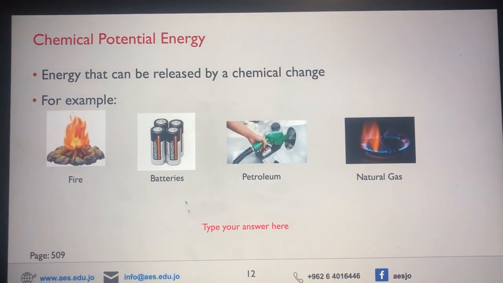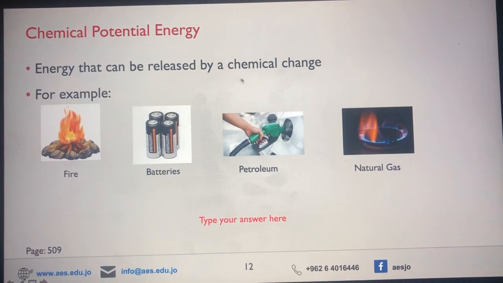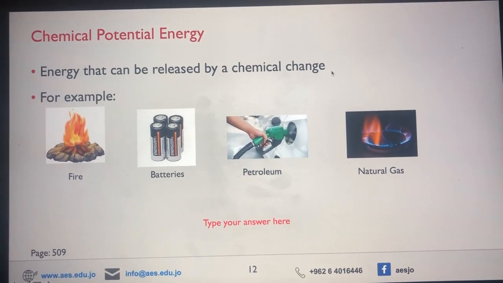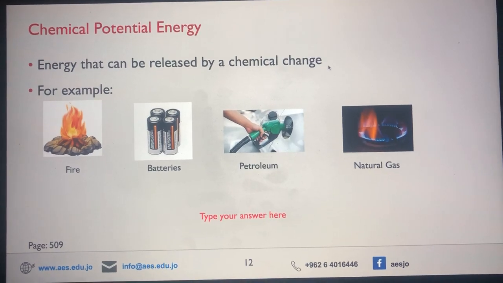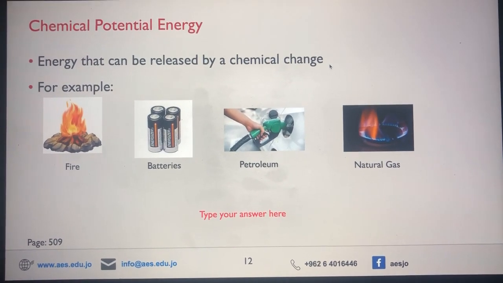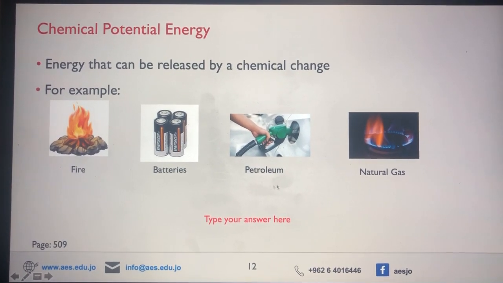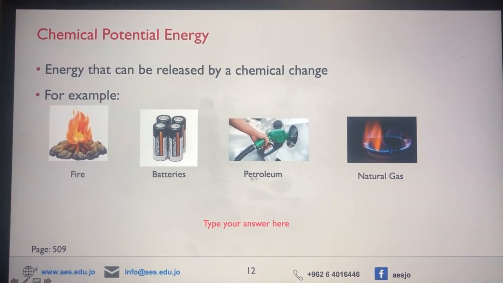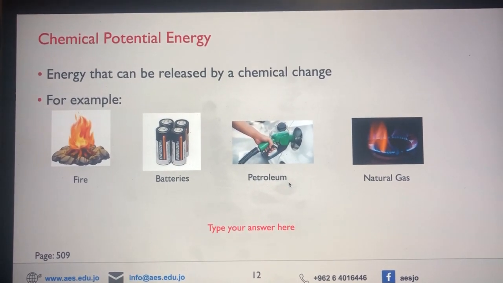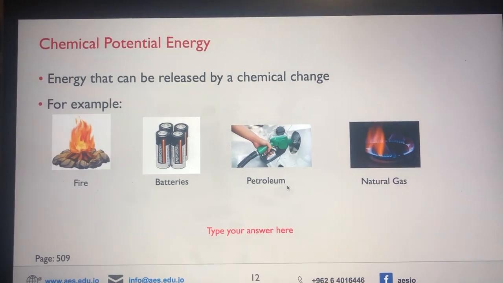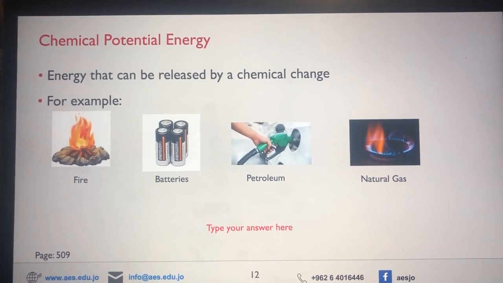The third type of potential energy is chemical potential energy. It is energy that can be released by a chemical change. Think of our food, when we talked about how our food changes into chemical energy inside our bodies to give us energy for the day. Now, for example, petroleum. Can our cars work without petroleum? Not all cars work without petroleum. So, in order to keep your car moving, you need to keep adding petroleum, and that would give it chemical energy to move.